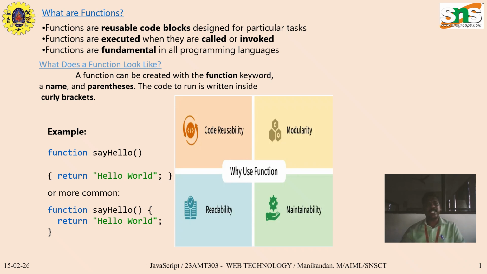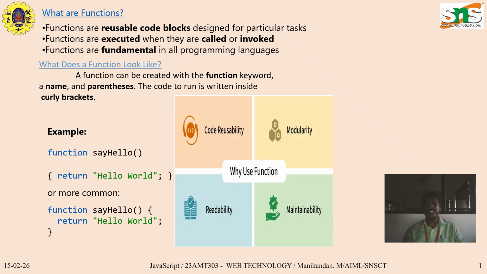A function can be created with the function keyword, a name and parentheses. For example, we have a function. It will start with the function keyword and a name. Then inside the parentheses, we can give the parameters. When the function is called, it will invoke the function name and execute the code inside the function.